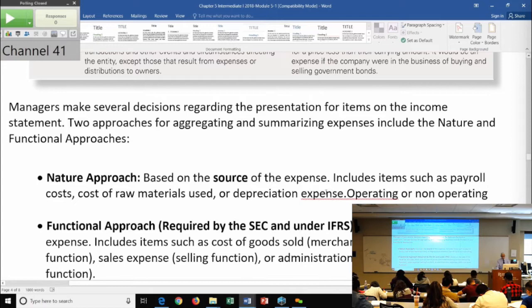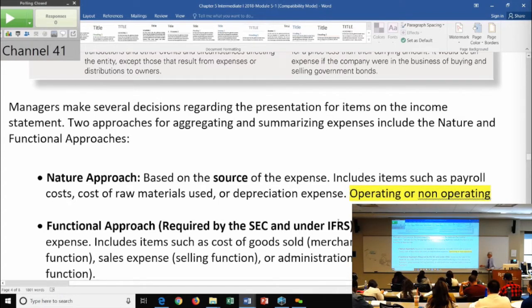So that's going to be something that we'll talk about in a minute in terms of classification. So operating, non-operating, I think belongs there as well as part of the nature of the item. So is the item recurring? Is it part of your normal operations, or is it peripheral to your activity? That's the nature.